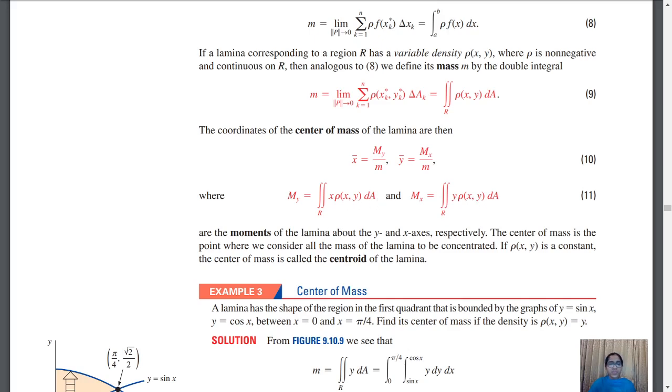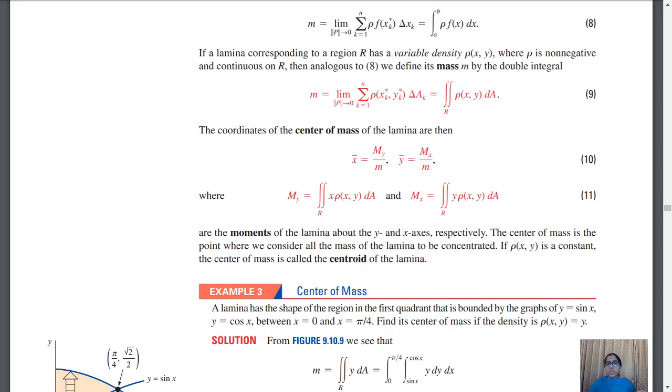the density function into dA. These are the moments, and as we said in the beginning, we are considering the density as a function of x and y. In case the density is a constant, then the center of mass is called the centroid of the lamina.